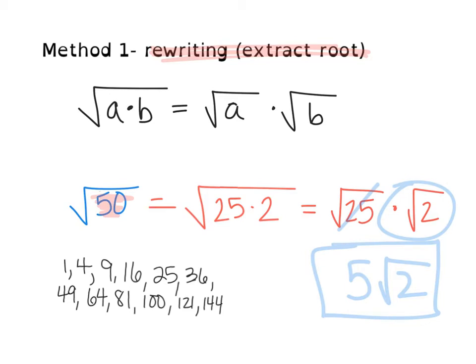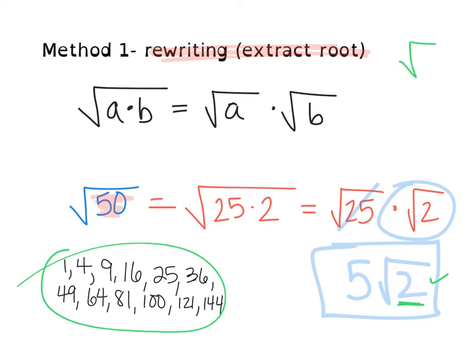Now, to make sure that you are done, you always want to check inside here and see, okay, 2. Is there any other perfect square from this list that goes into 2? Nope, so I can't break it down any further than that. Again, if you want to check to see if this is right, you can type in the square root of 50 on your calculator and see what you get, and then type in the square root of 2, see what you get, times it by 5. These two should be equal to each other, and they are.